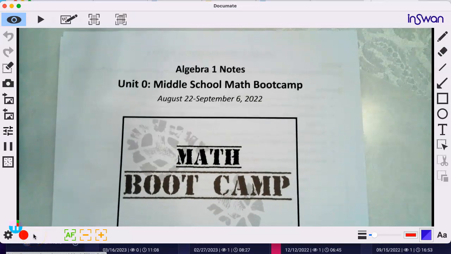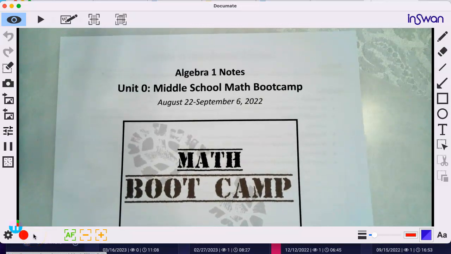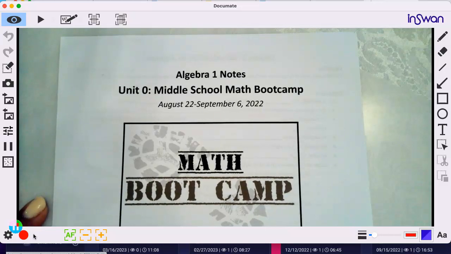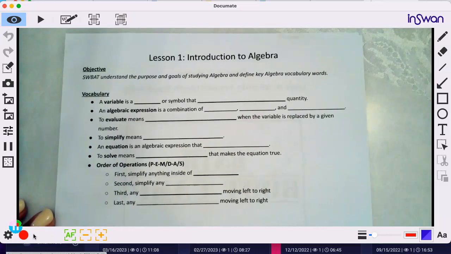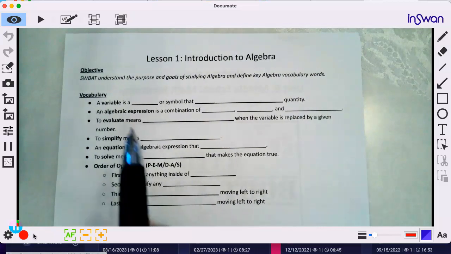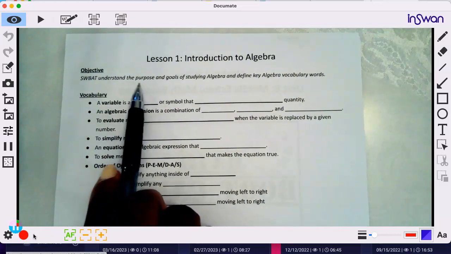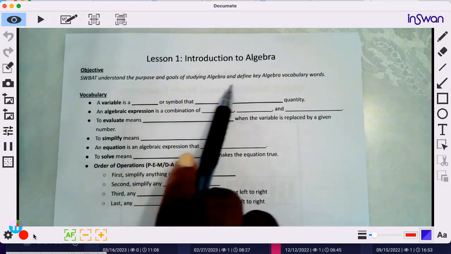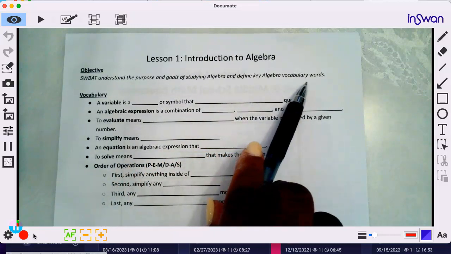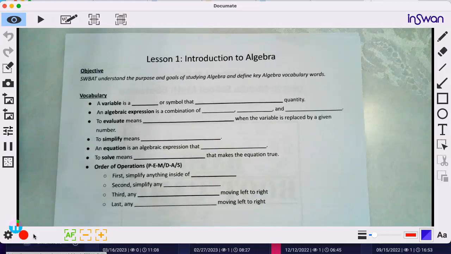Hello students, you should have out your Unit 0 Middle School Math Boot Camp packet. Then you're going to turn to page 1. Students will be able to understand the purpose and goals of studying algebra and define key algebra vocabulary words.